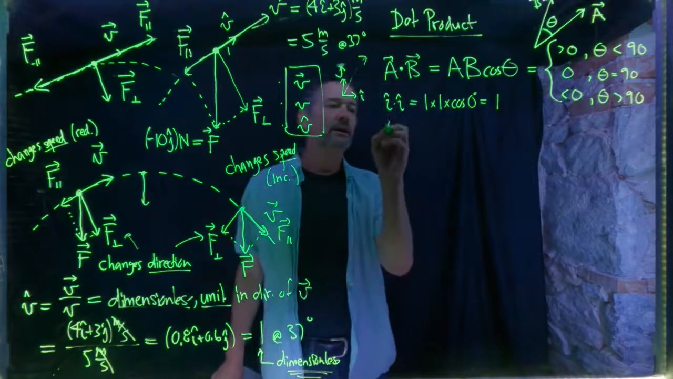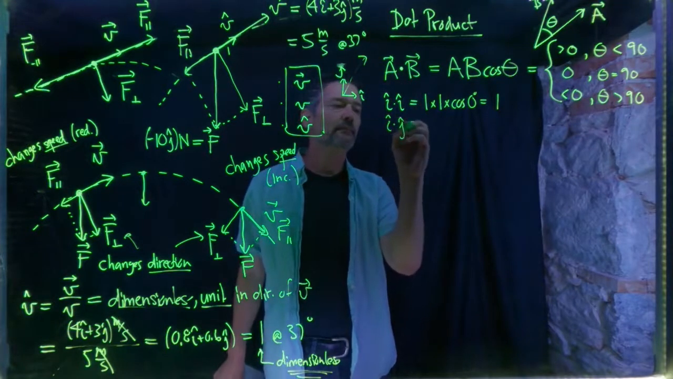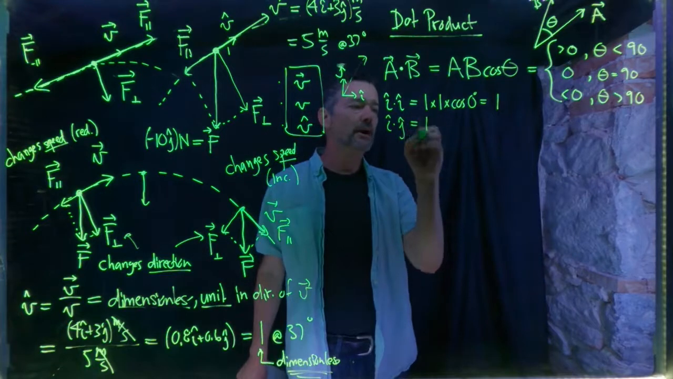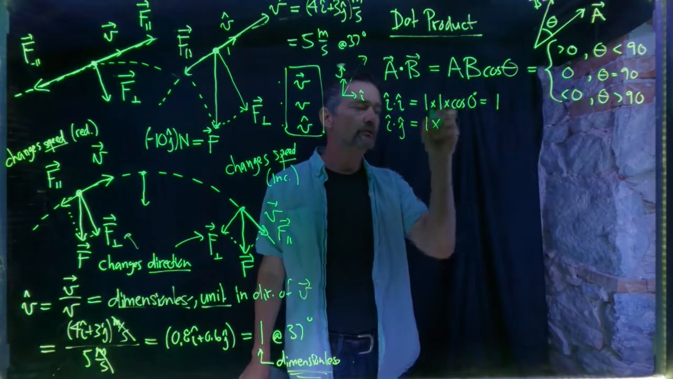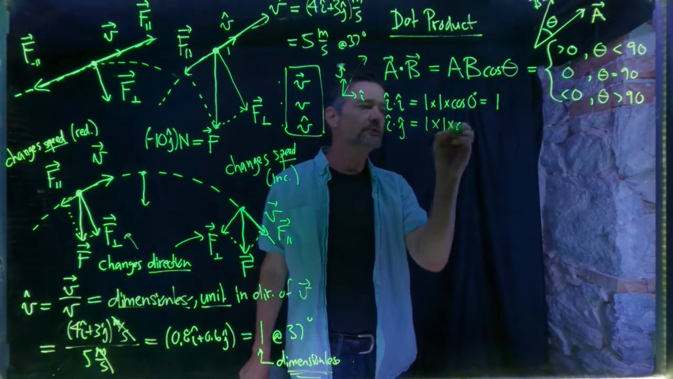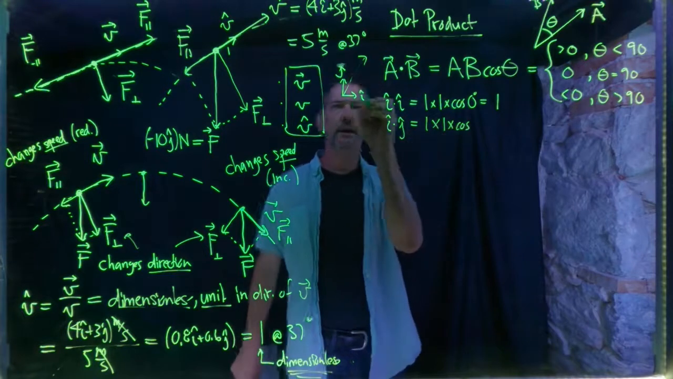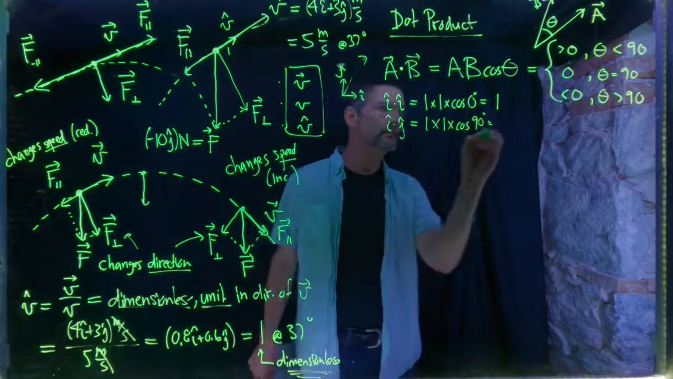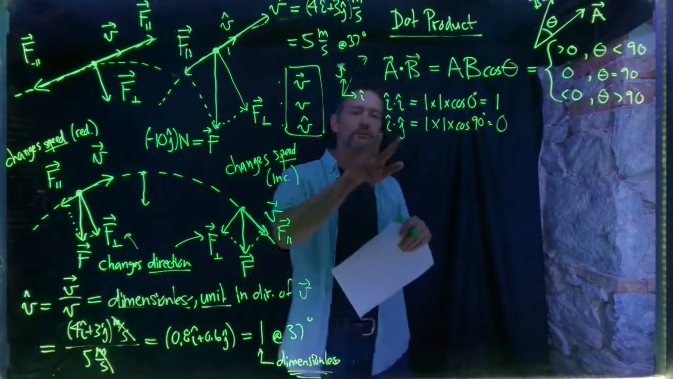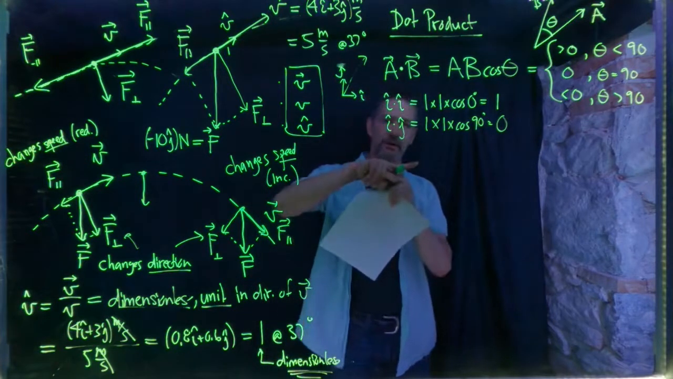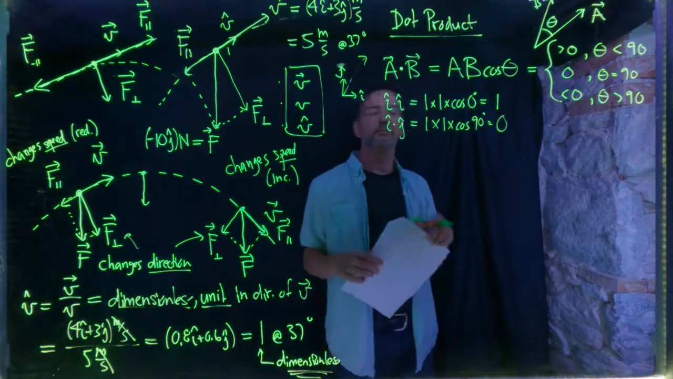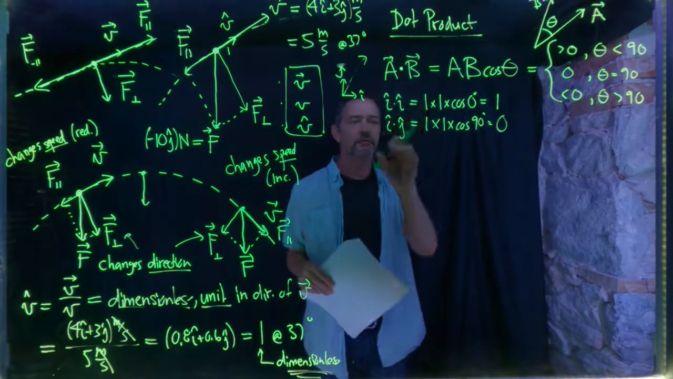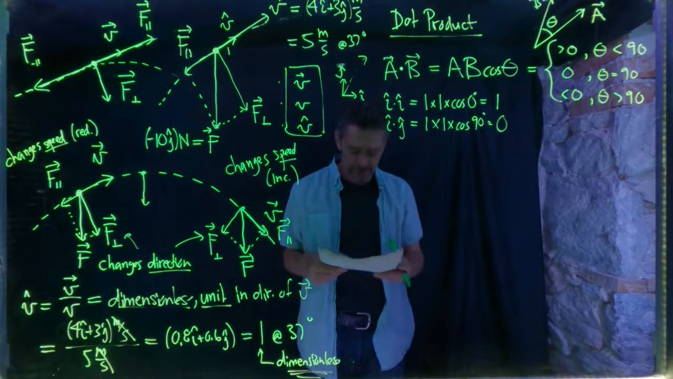Okay, or say i hat dot j hat. So that'll be the magnitude of i hat, that's 1, times the magnitude of j hat, that's 1, times cosine of the angle between them. Well, i hat and j hat, the angle between them is 90 degrees, cosine of 90 is 0, and so this is 0. And that's obvious because i hat and j hat are perpendicular, and the dot product of perpendicular vectors is 0. And similarly for i hat dot k hat and all the other possible combinations that you can come across.